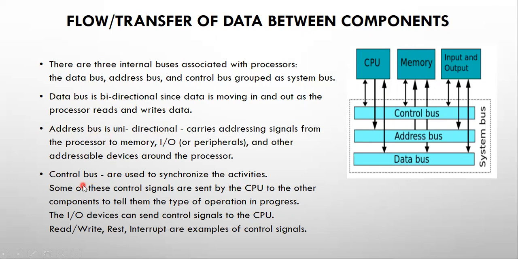The control bus is used to synchronize the activities. Some of these control signals are sent by the CPU to the other components to tell them the type of operation in progress. So the control bus is used to send control signals by the CPU to the other components. The I/O devices can also send control signals to the CPU, whether to read, write, or reset. So most of the control signals are sent by the CPU, but input-output devices can also send control signals to your CPU.